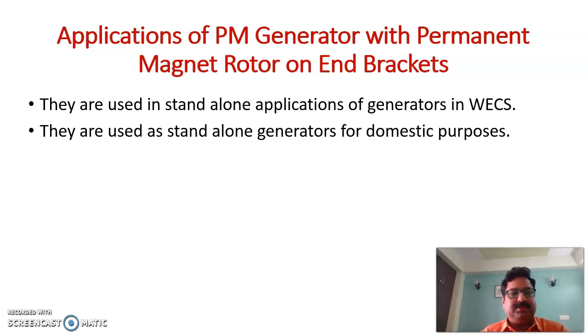Now, if we talk about its applications, this permanent magnet generator is utilized for standalone generation in wind energy conversion systems, and it is also used for standalone generation for domestic purposes. Basically the purpose is generation of electrical energy. It can be utilized as a standalone generator for wind energy conversion systems, as well as a standalone generator for domestic purposes.